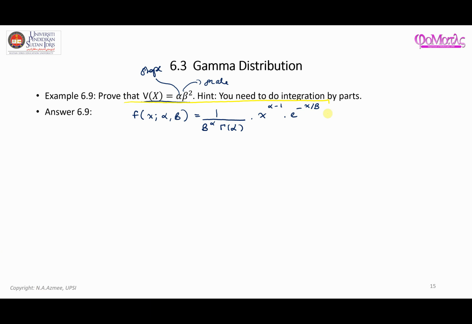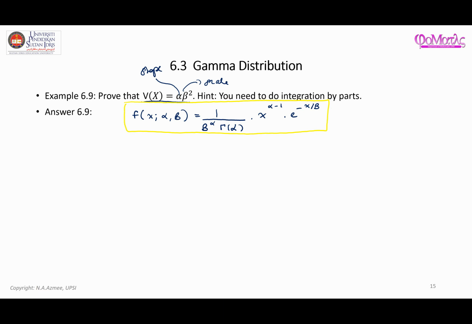And we know that if we integrate this function from its lower limit to its upper limit, the result is going to be equal to 1. That is another result that you're going to keep on using. Later on, you will see that we need to apply that result.